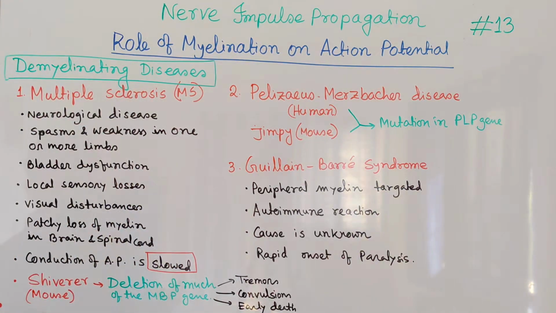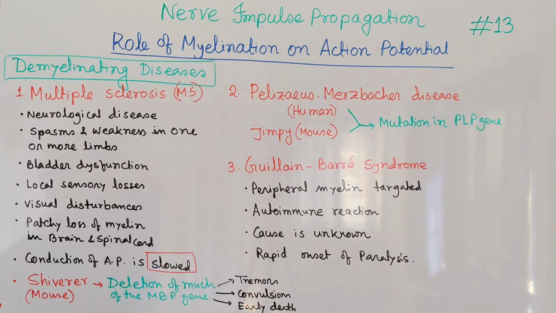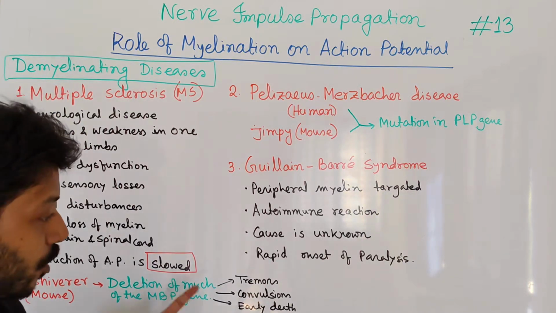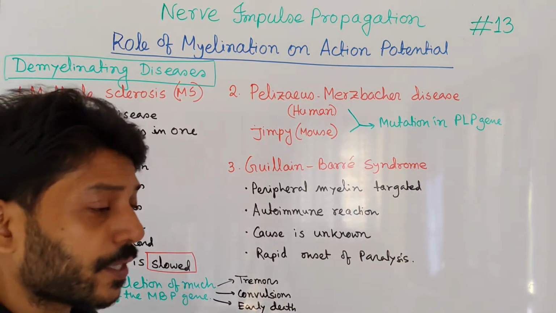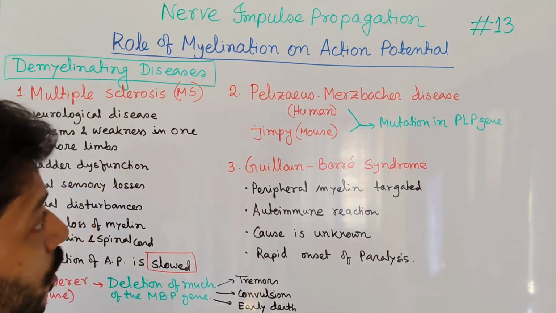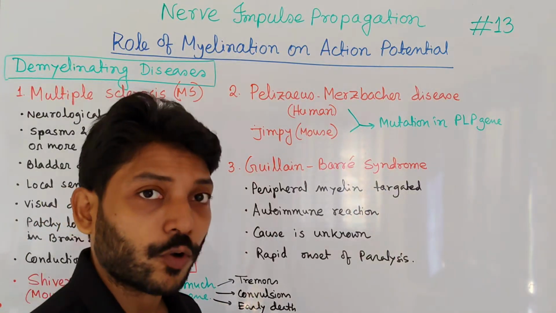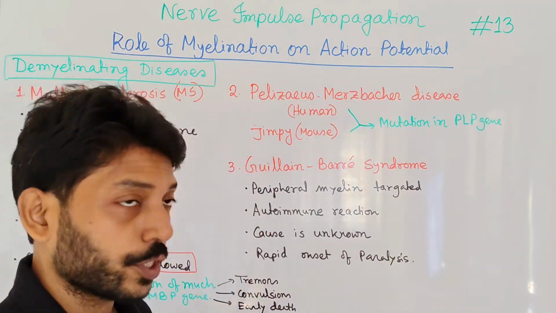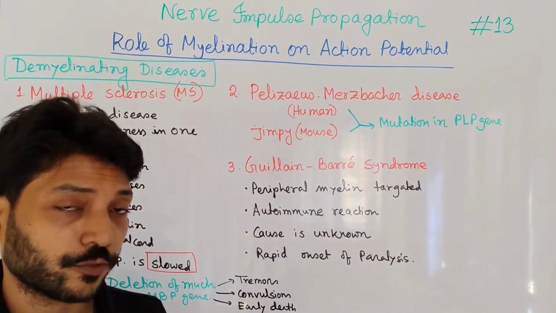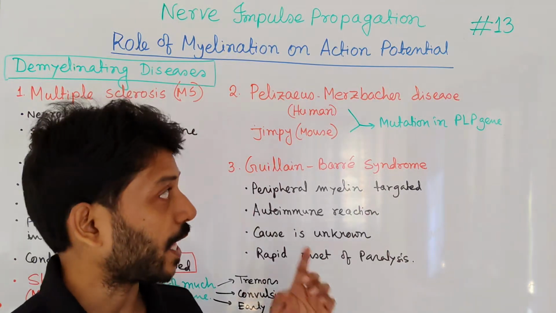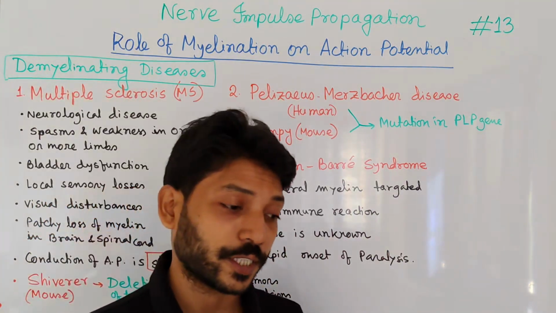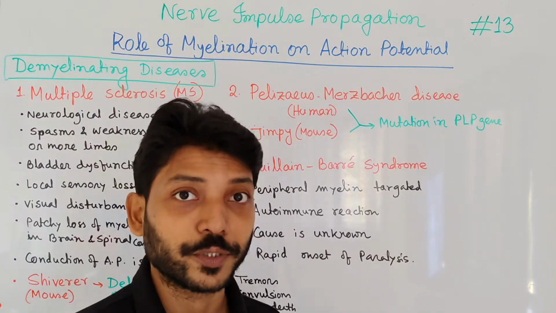One very interesting thing occurs in the case of the mouse mutant called shiverer. Here also a deletion of much of the MBP, that means myelin basic protein, gene occurs. They also show neurological symptoms like tremors, convulsions, and early death. Pelizaeus-Merzbacher disease is marked in the case of humans, and jimpy (JMP) in the case of mice. So in both these situations, mutations occur in the PLP gene, that means the proteolipid protein gene. And I have mentioned earlier that in the central nervous system, oligodendrocytes, or glial cells, make this myelin sheath, and basically these two diseases occur due to damage of myelin in the central nervous system neurons.